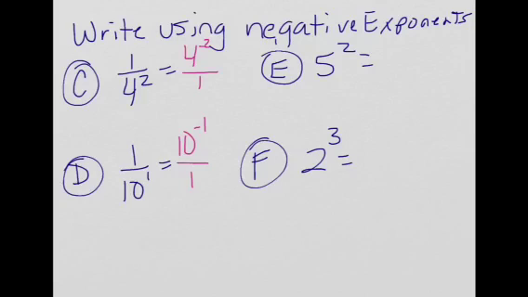5 to the positive 2, well, right now he's in the numerator. We're going to upset him. We're going to need to put him down into the denominator. 2 cubed, well, right now the 3 is positive, so if we're going to upset him, we're going to put him down into the denominator.